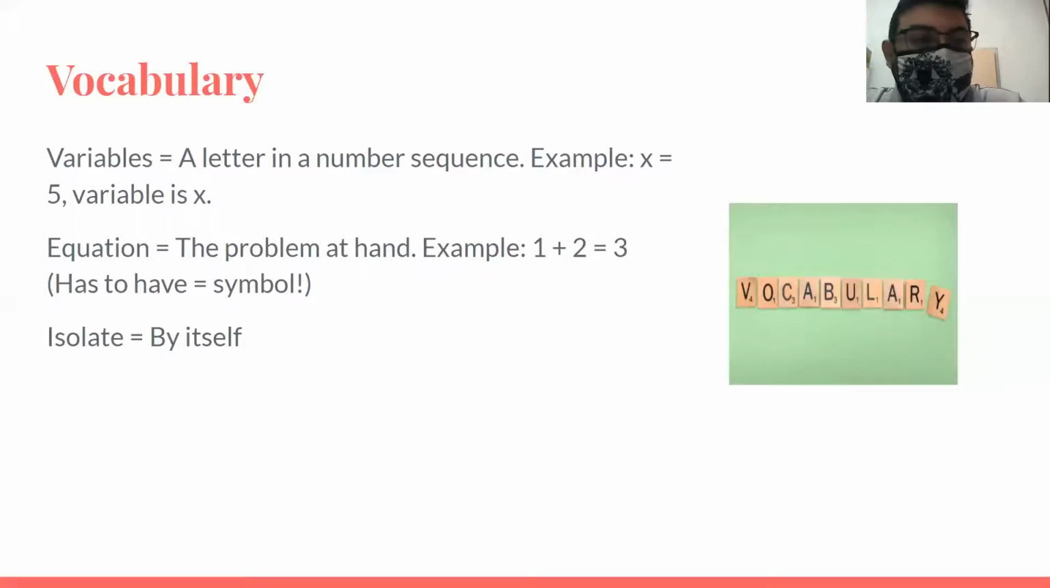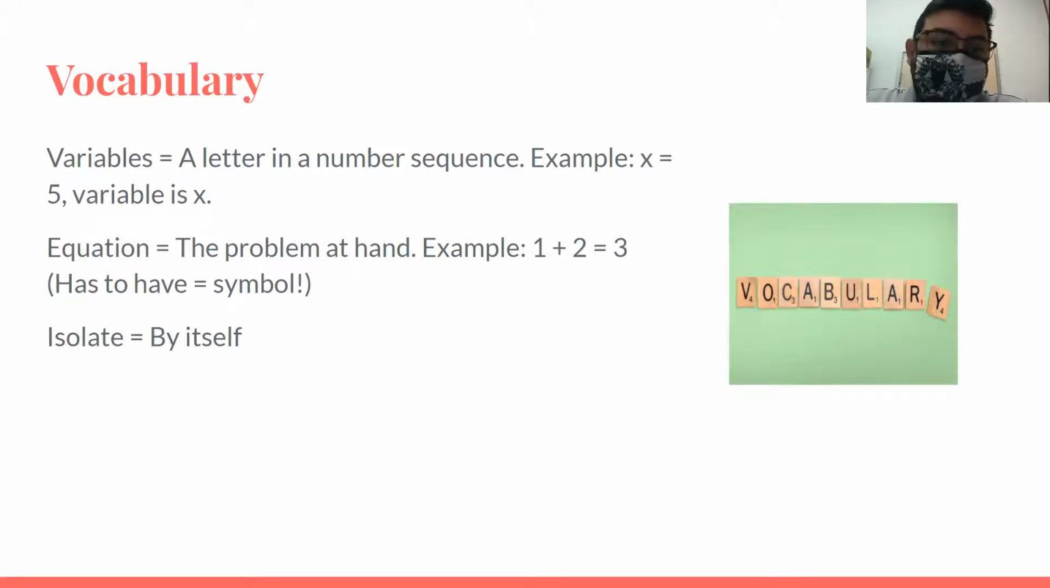All right, so we'll start with vocab for the day. First is variables. Now, a variable is a letter in a number sequence. For example, x equals 5. The variable in that is x. Anytime you see a letter, that's just a variable. So if you see y, a, b, c, d, whatever it is, that's the variable. We're going to be solving for variables in this presentation. So make sure that you understand what this word means.